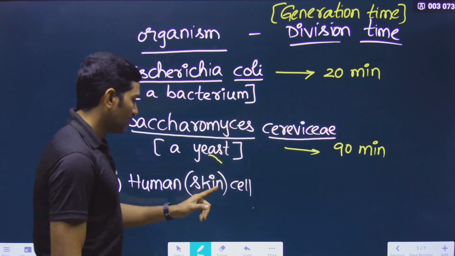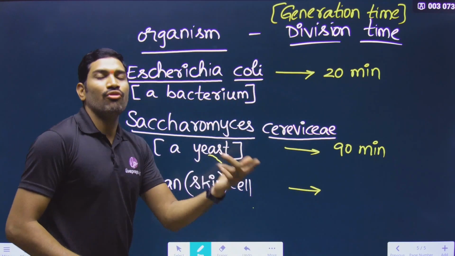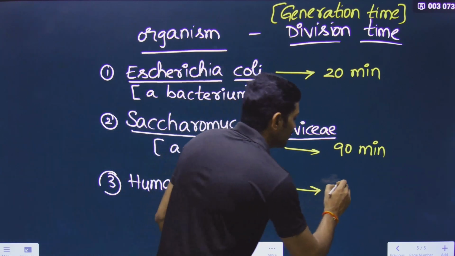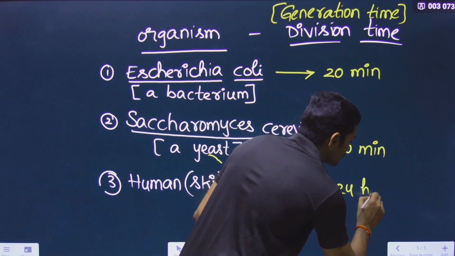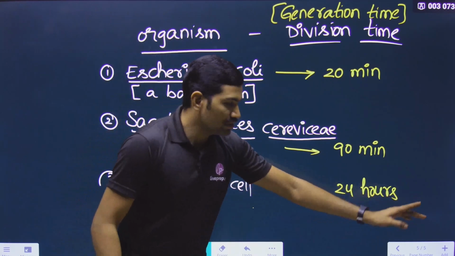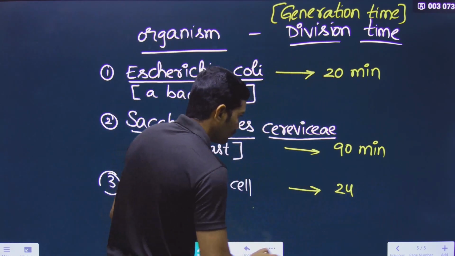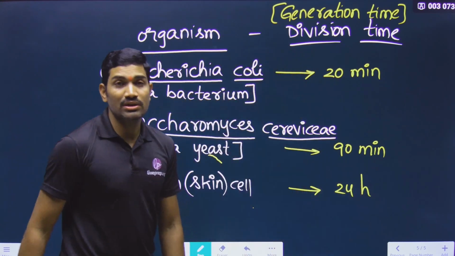And here for E. coli, one cell will become two cells in 20 minutes. This is the meaning. And for human skin cell, for the division, that means from one cell to form two cells, what is the time it takes? It is taking 24 hours. If you are writing in full, you need to write hours. If you are writing in short, then you need to write simply H. You need to understand these also.